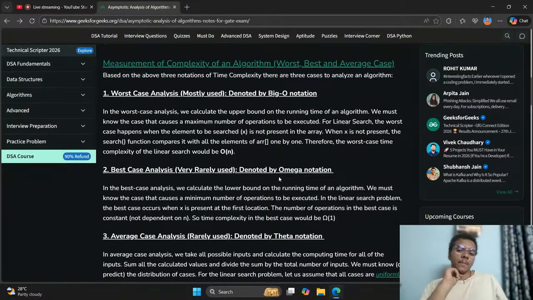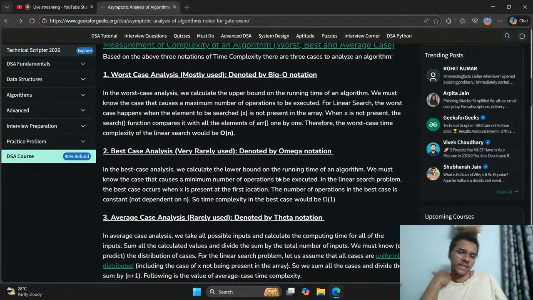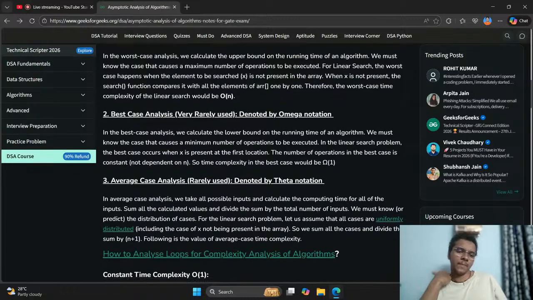We calculate the upper bound on the running time for an algorithm. We must know the case that causes the maximum number of operations to be executed. For linear search, the worst case happens when the element to be searched, x, is not present in the array. When x is not present, the search function compares it with all the elements of the array one by one. Therefore, the worst case time complexity of linear search would be O of n.